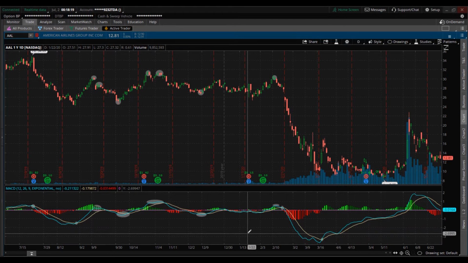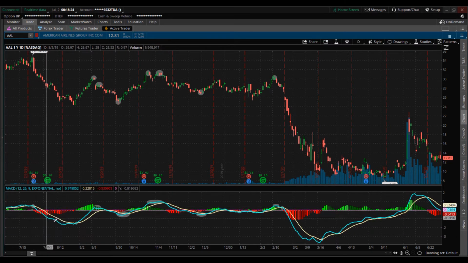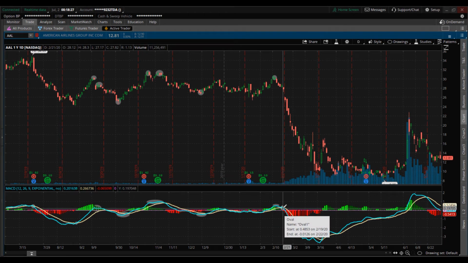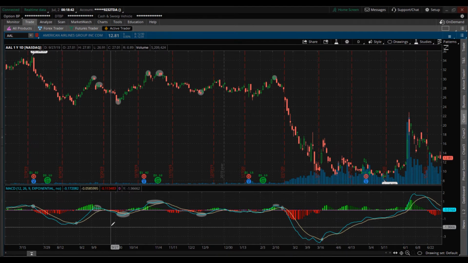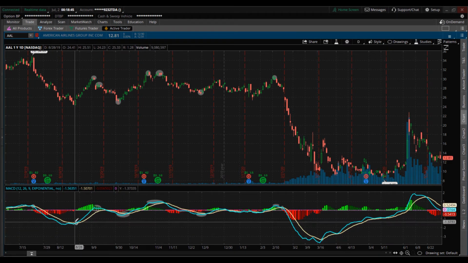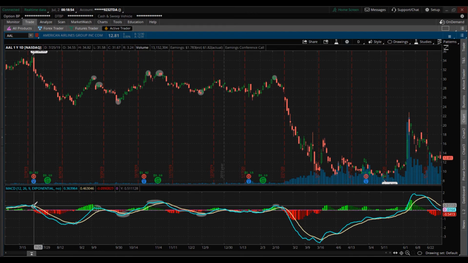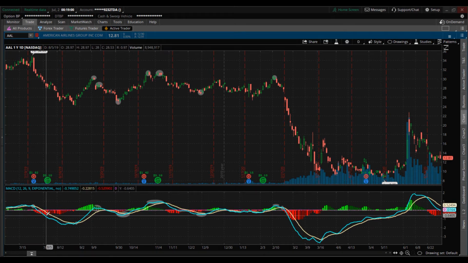On the other hand, when the slow line crosses over the fast line, represented over here and over here, that is considered a bearish signal or a sell signal. And momentum is then considered bearish for as long as the slow line remains above the fast line. And as you can see on the histogram in the back, following a bullish crossover you then see green bars appear representing the bullish momentum. Following a bearish crossover, you then see red bars that represent the bearish momentum.